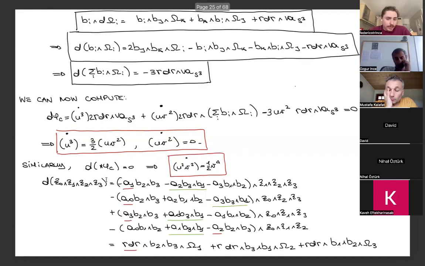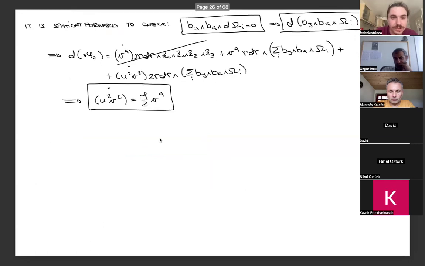And in a similar way, you can compute that d of Hodge star of phi c is equal to 0 if and only if u squared v squared dot is equal to 1/2 b to the 4th. And this is just once again a straightforward computation, which is done here.